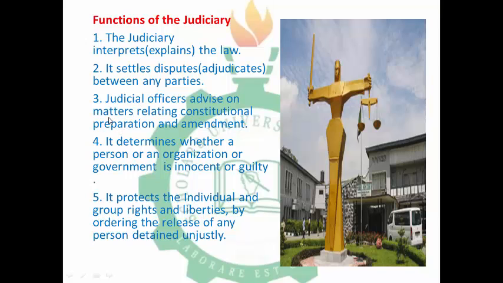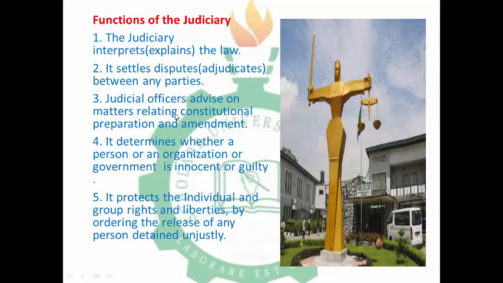Then the third one is that judicial officers advise on matters relating to constitutional preparation and amendment. Now what we are saying concerning this is that those who are members of the judiciary, the senior advocates in law-making or the law among the lawyers, will be there to actually guide people, the political leaders, in the course of preparing the constitution for the country.